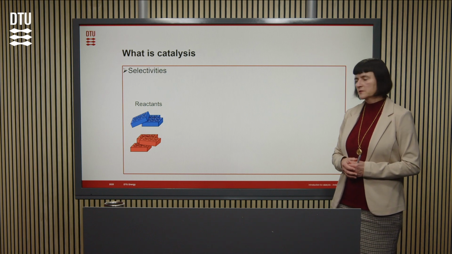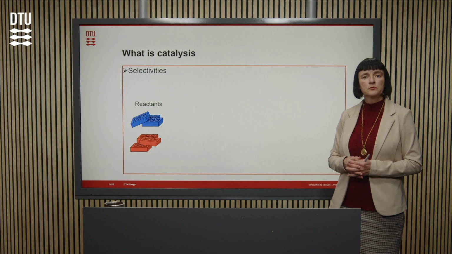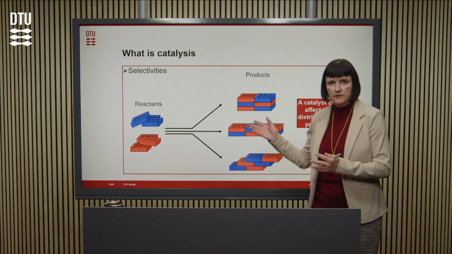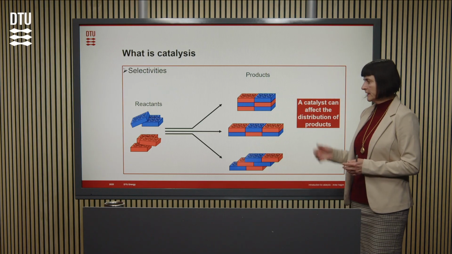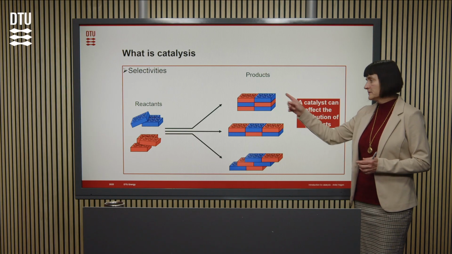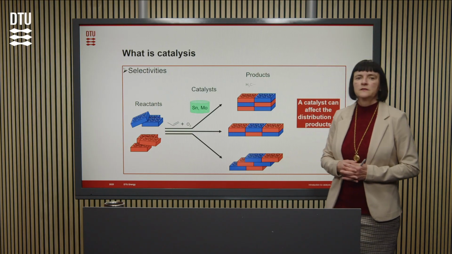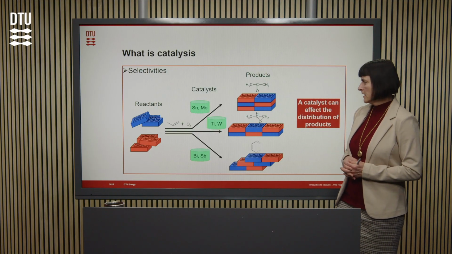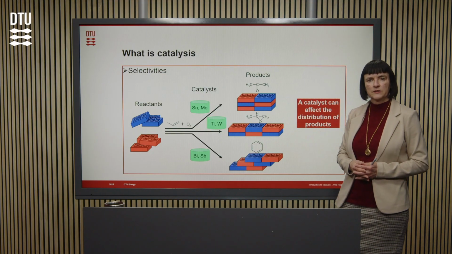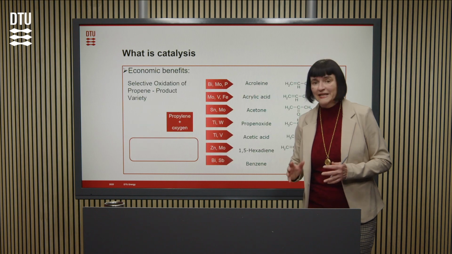Sometimes you have reactants, here three Lego pieces in red and blue, that can be combined in different ways. Like here, I combined them in three different ways. A catalyst can actually help you to arrive at the desired combination. And here for this specific example, I chose the propene oxidation. Depending on which catalyst you are using, you are arriving at different products. I have a bit more from the same reaction.